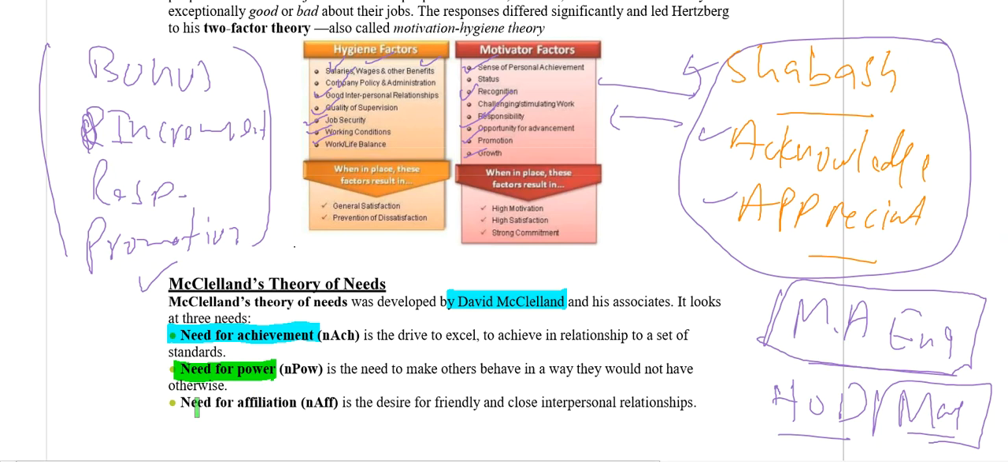They do not want to work under any person, but they want to work as the boss, as a supervisor, as a team lead. So there is a need in people to control other people and they do not want to be controlled.